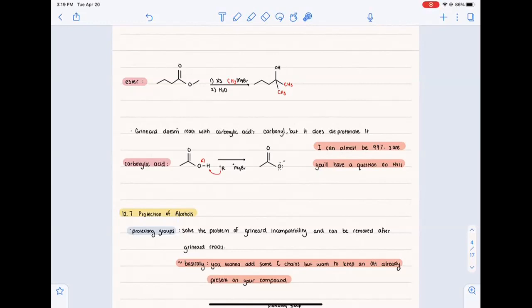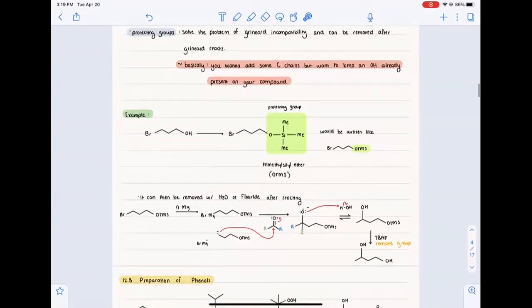And now we're going to go ahead and move into the protection of alcohols.